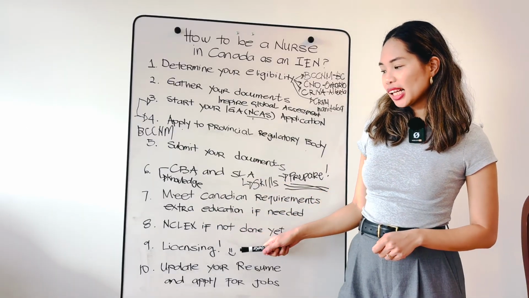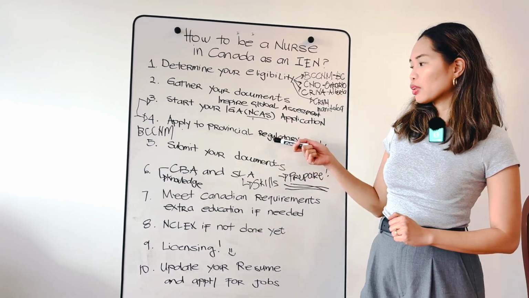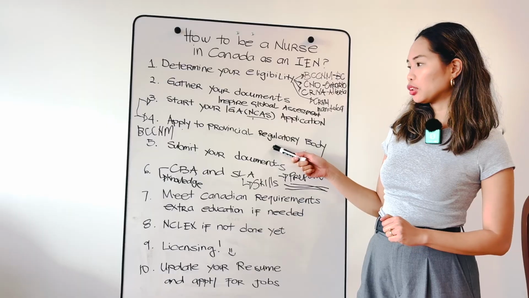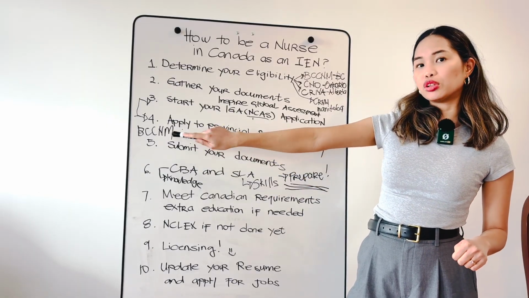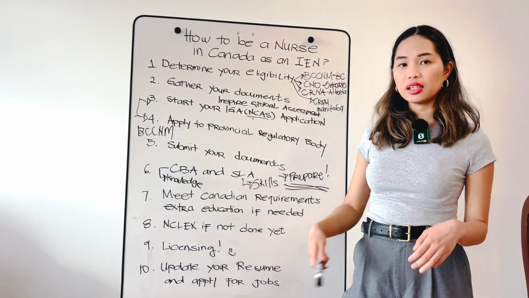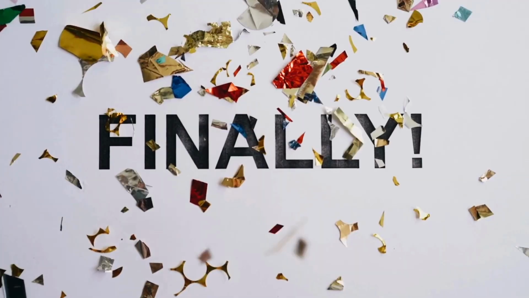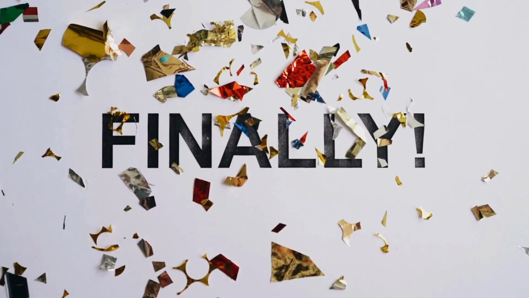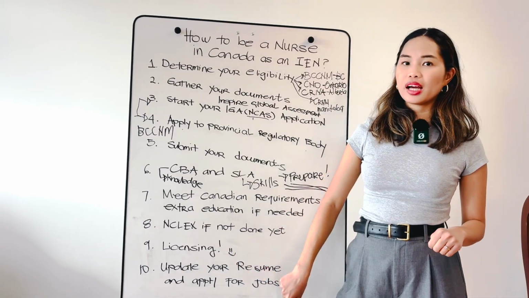Once that's all done, then it's licensing time. So yay. Then you would register, or if you have a registration application already, perfect for BCCNM. BCCNM will just tell you to do your registration and your licensing, and then you will be licensed to work. And if you're here, then number 9, yay, you've completed that. What you need to do next would be update your resume and apply for a job.